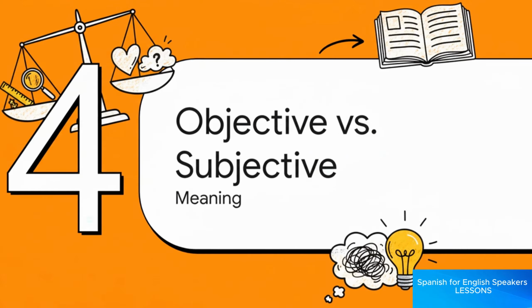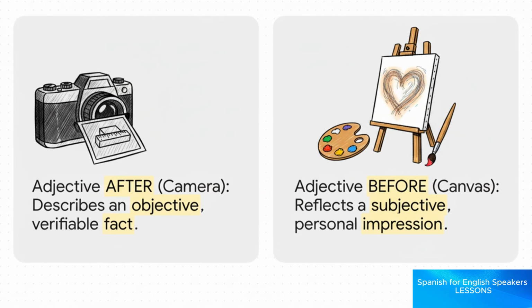Okay, now we're getting to the absolute heart of it. Once you move past those limiting words, the choice to move an adjective is all about the difference between an objective, provable fact and a subjective, personal feeling. I want you to think of it this way. Camera versus canvas. When an adjective comes after the noun, it's like a camera. It's just capturing a fact. Un hombre grande is a big man. You could literally measure him.